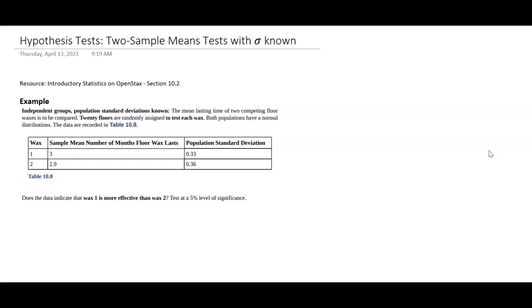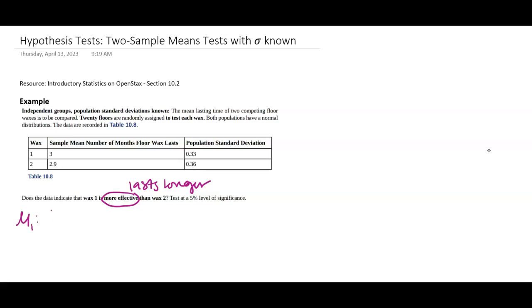So we're looking at two competing floor waxes and we want to know which one lasts longer. And so we have the sample mean number of months in which the floor wax lasts. There were 20 floors that were randomly assigned. And the question is, is wax 1 more effective, more effective meaning lasts longer, than wax 2? So we have two means here, right?